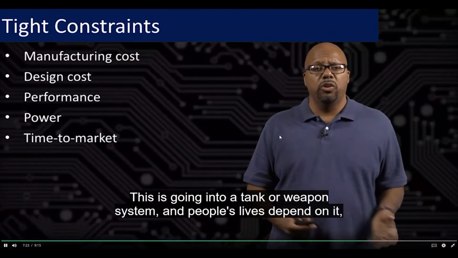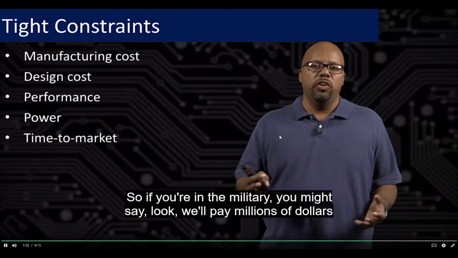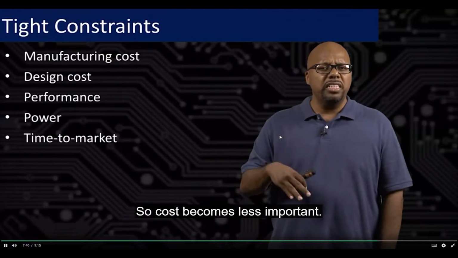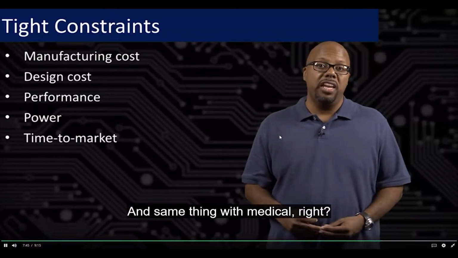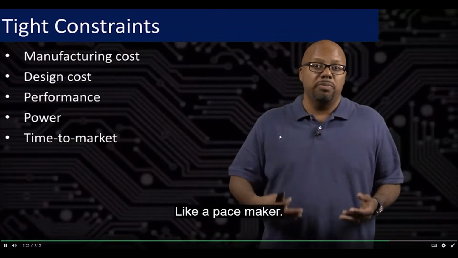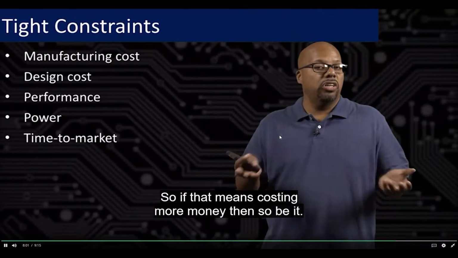But if on the other hand, this is the military, this is going into a tank or a weapon system, and people's lives depend on it and it's life critical, then you care about performance and power more. So if you're in the military, you might say, look, we'll pay millions of dollars for this device as long as it works and it can effectively do what we need it to do, right? So cost becomes less important, but power and performance really matter. And same thing with medical, right? You might be a lot more willing to pay a lot of money for a device, but it better work and it better maintain your heart the way it's supposed to, like a pacemaker. That thing better have high reliability and it better control the pace of your heart properly. So if that means costing more money, then so be it.